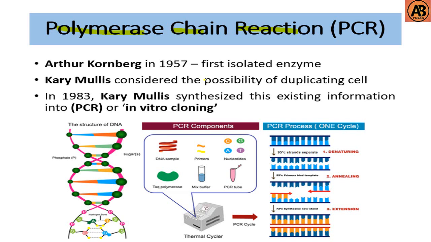And the history of PCR is the enzyme was first isolated and characterized from extracts of E. coli bacteria by Arthur Kornberg in 1957. Then Carey Mullis considered the possibility of duplicating cell DNA under in vitro condition in 1960.